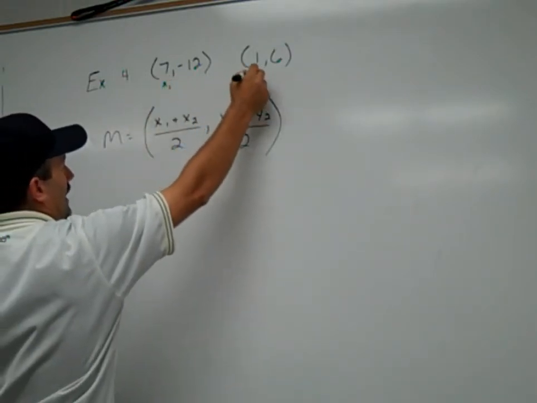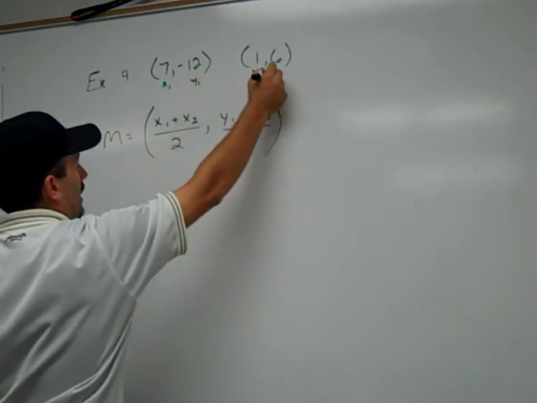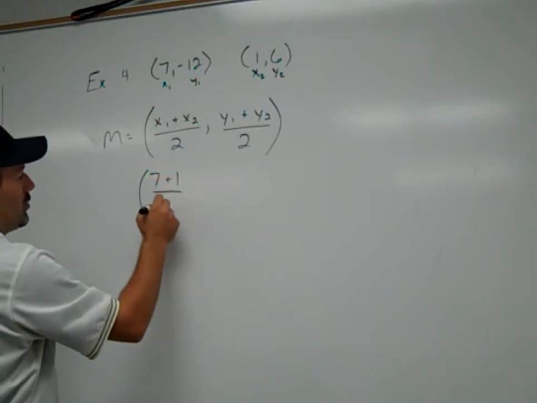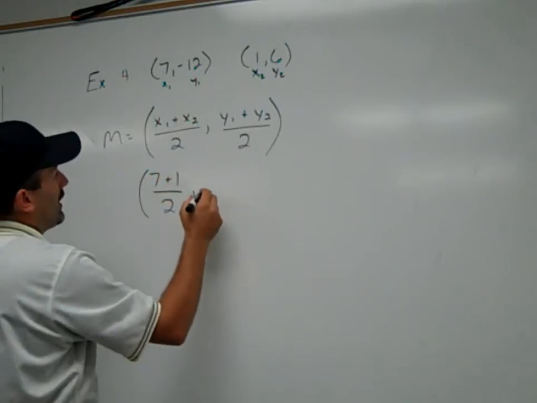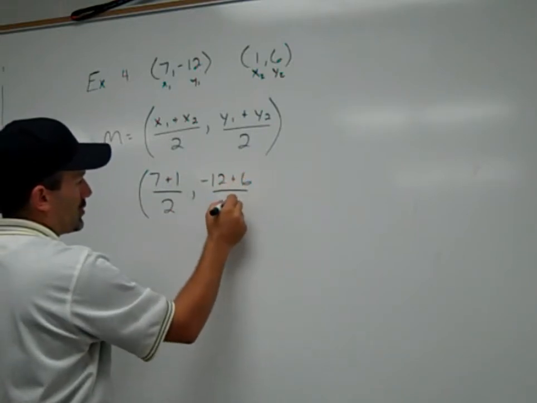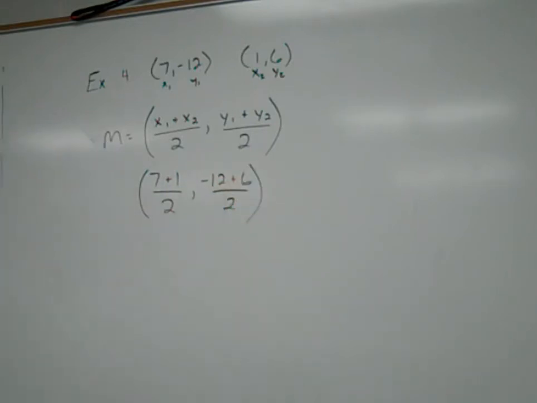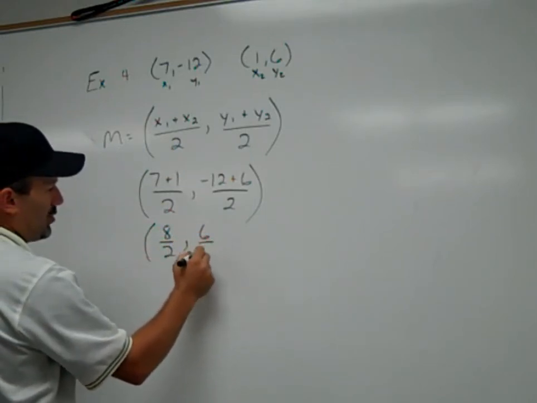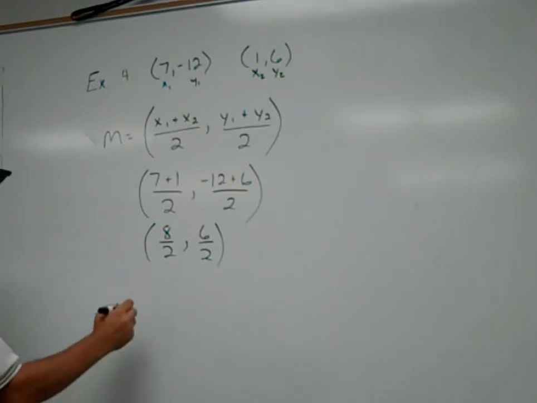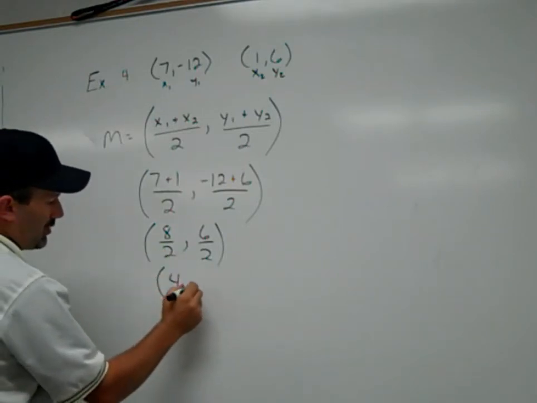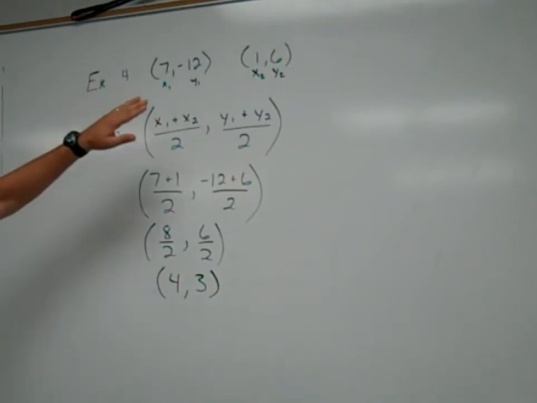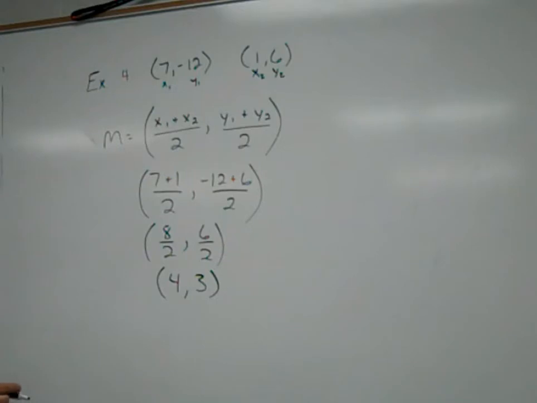Again, this is just plugging in values. If we use that as x1 and that as x2, this is y1 and this is y2. We just take 7 plus 1 over 2, and for the y values we have negative 12 plus 6 over 2. Okay, simplifying that, we get 8 over 2, and we get 6 over 2. And then finishing that off, 8 divided by 2 is 4, 6 divided by 2 is 3. So our midpoint, the point that's halfway between 7, negative 12 and 1, 6, is the point 4, 3.